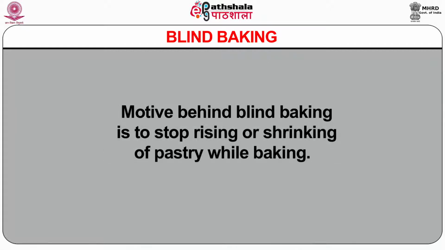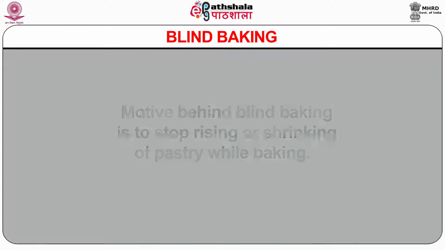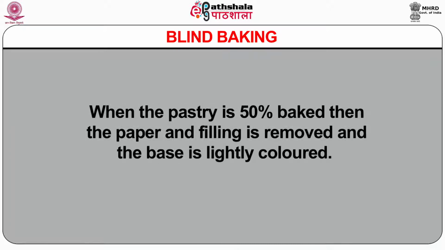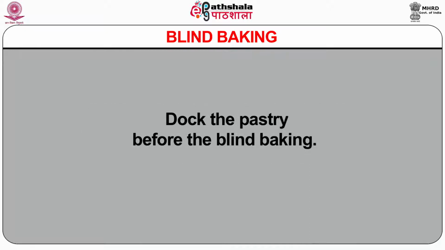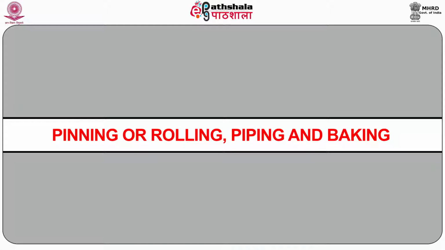The motive behind blind baking is to stop rising or shrinking of pastry while baking. When the pastry is 50% baked, the paper and filling are removed and the base is lightly colored. Dock the pastry before blind baking. Pinning or rolling, piping and baking: you will also be using all these techniques which were discussed in the earlier section. Please refer back if you need to.